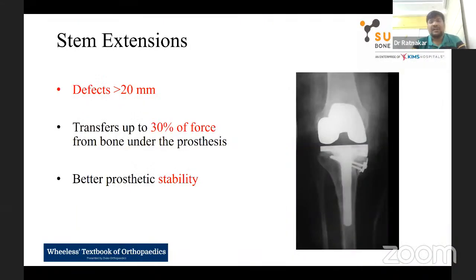So whenever you want to address the defects of more than 20 millimeters, you have to use an extension rod because these help in transfer of your load from the bone under the prosthesis by about 30%. And also you have a better prosthetic stability. Now, these stems are of two types. They can be cemented or uncemented.